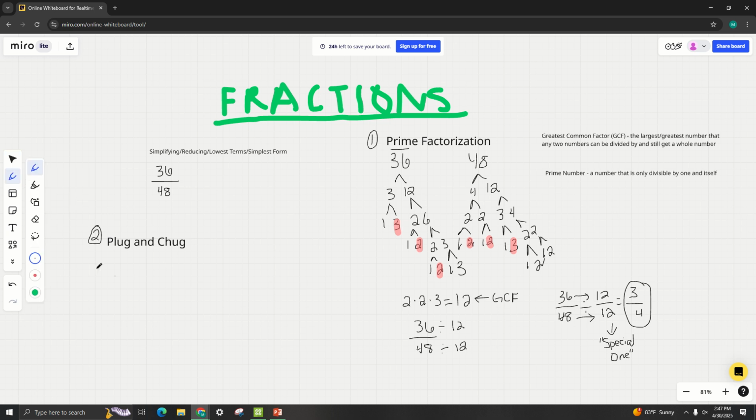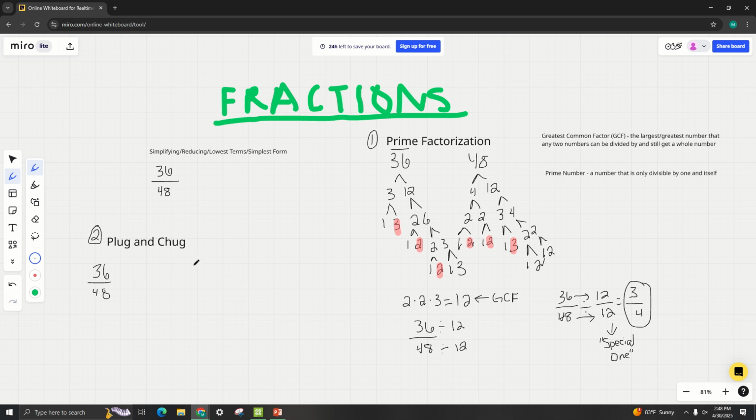And what I'm going to do is I'm going to take 36/48, and I'm just going to start dividing it by things until I get to my simplest form, until I can't divide anymore. And I do prefer this method less because you're just kind of, willy-nilly going through it, and you may stop too early. That is a common mistake I see with plug and chug. When you're brute forcing your way to get the right answer, you may stop before you actually get to that correct answer.